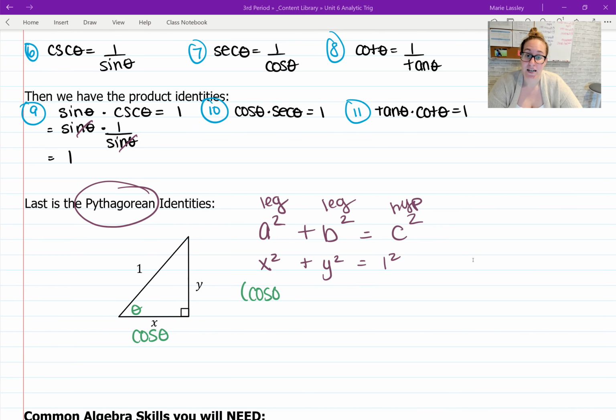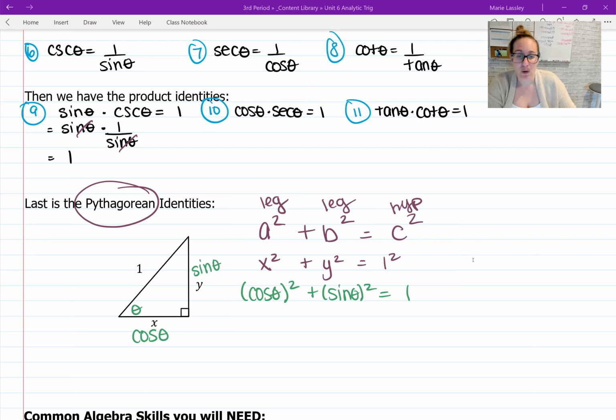And again, because we are doing a triangle with a hypotenuse of 1, our y value is going to be equivalent to our sine of theta. Our y value is our sine. So plugging that into my equation, I have sine theta squared equals, and then 1 squared is 1. This is our first Pythagorean identity.